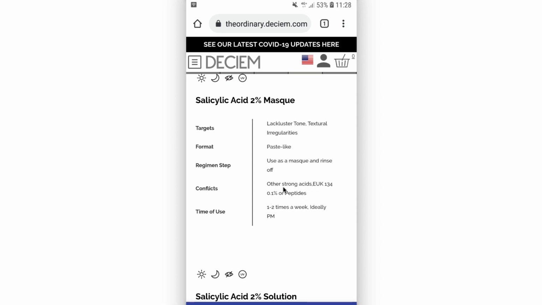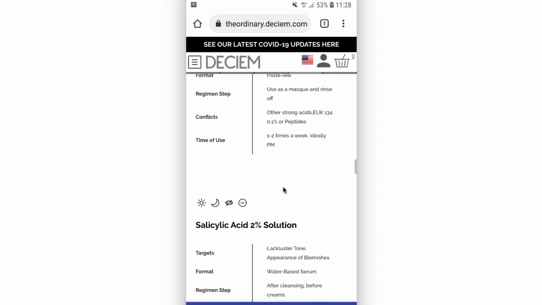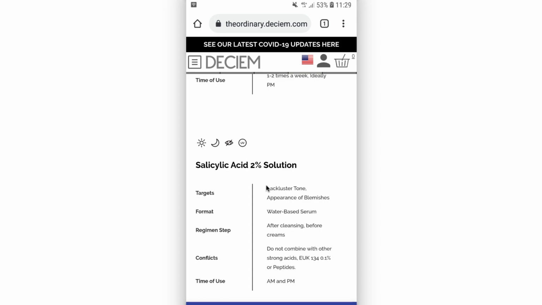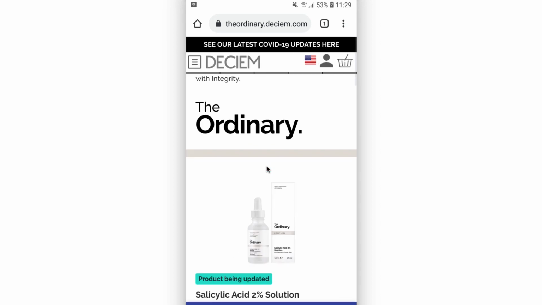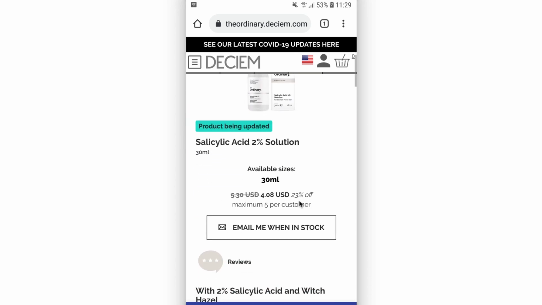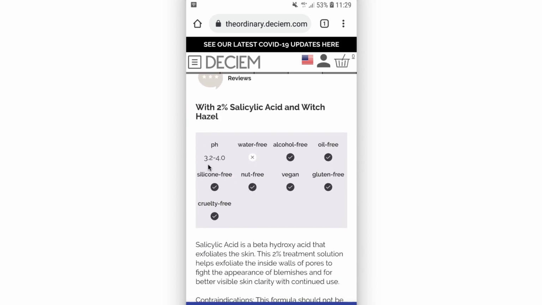So if it's above 4, then you can use it in the same routine, which now makes a lot of sense with the direct acids category from The Ordinary. For example, they have the salicylic acid solution. This is a direct acid, which could be considered a strong acid. This one is currently not available, but I just want to give you an idea since it has a pH of 3.2 to 4. So it can be below 4, so therefore it would be considered a strong acid.